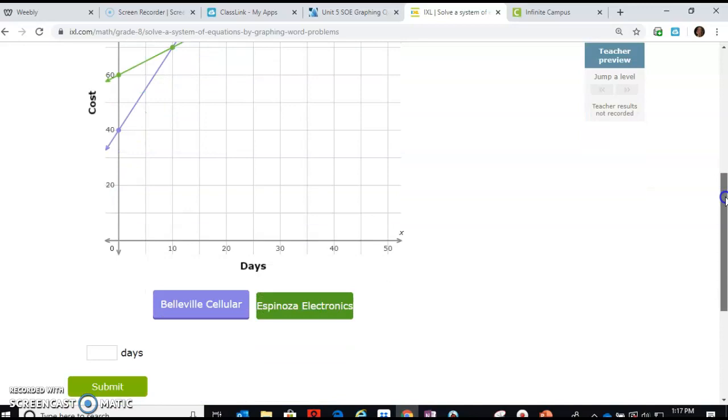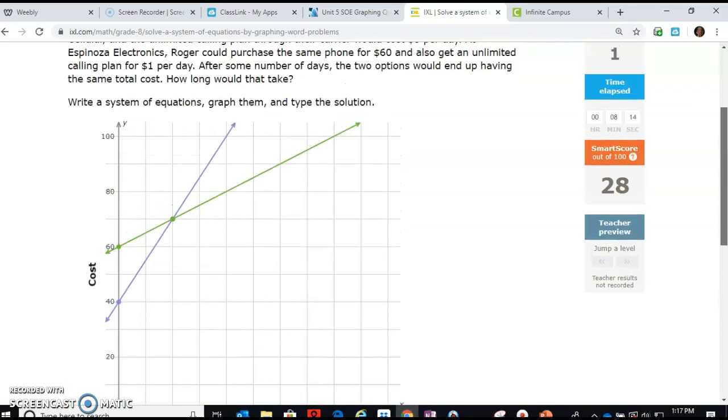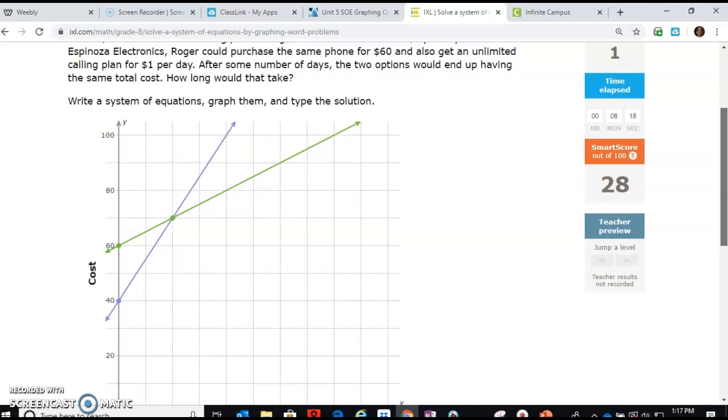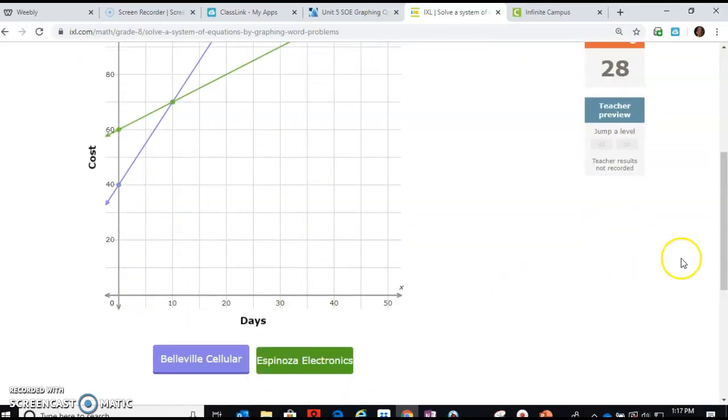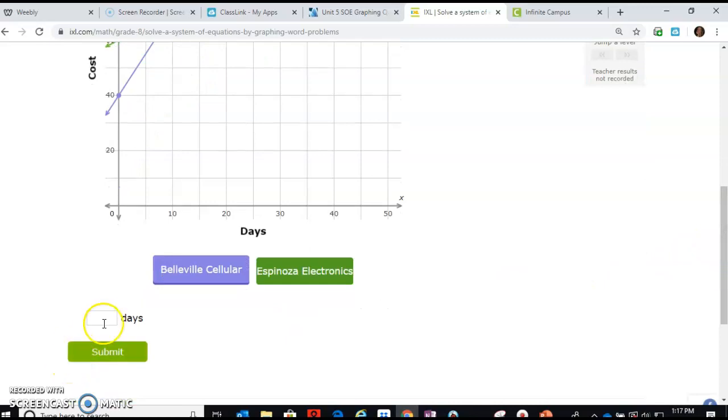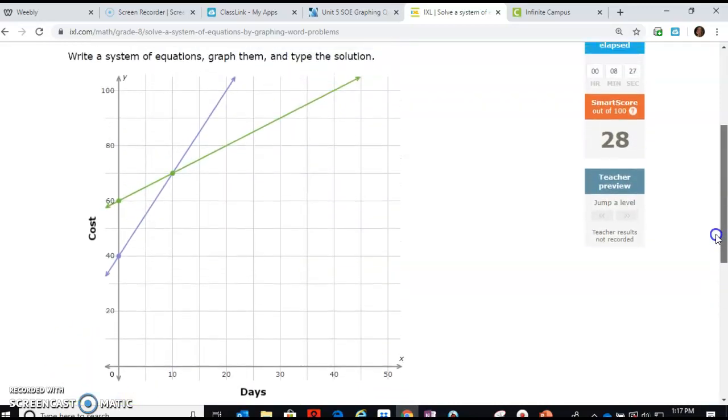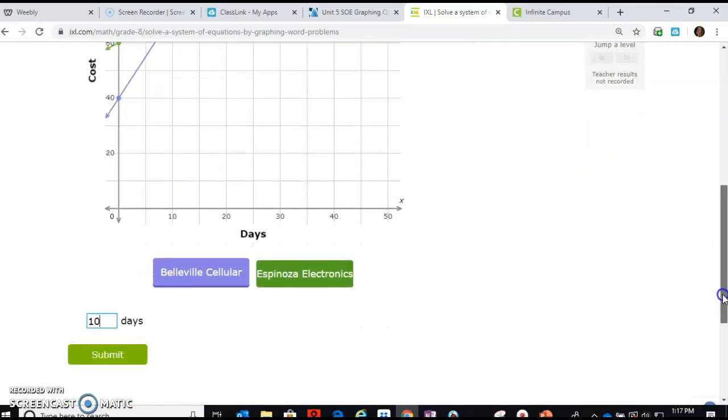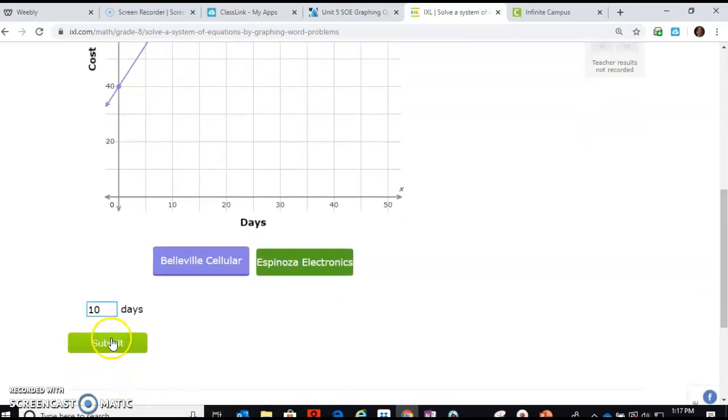All right, so what's the question? After some number of days, the two options would end up having the same cost, how long would that take? So that took them 10 days. So if they only want it for 10 days, that's great. They're just the same. Otherwise, it looks like Espinoza is the plan for you.